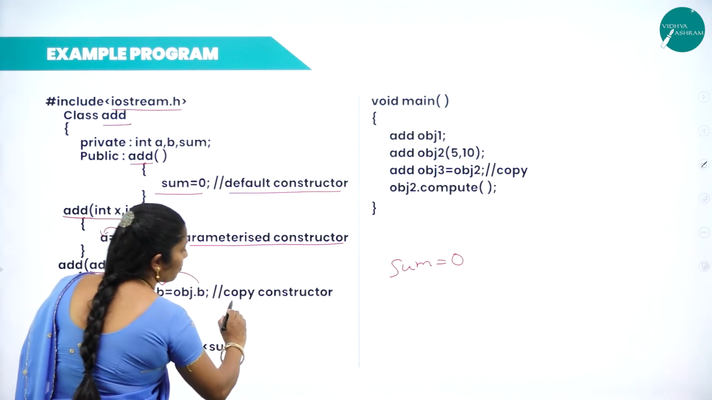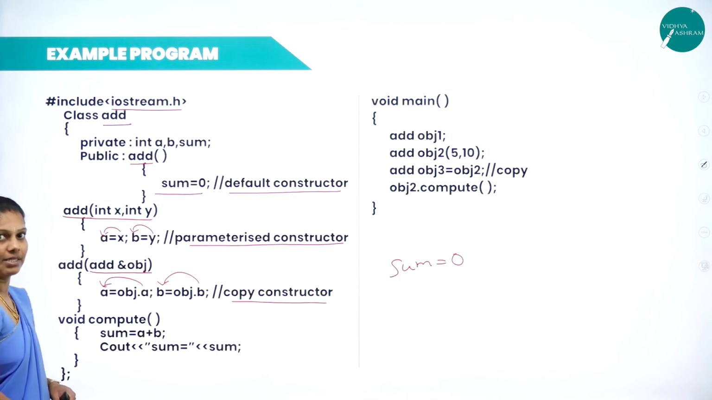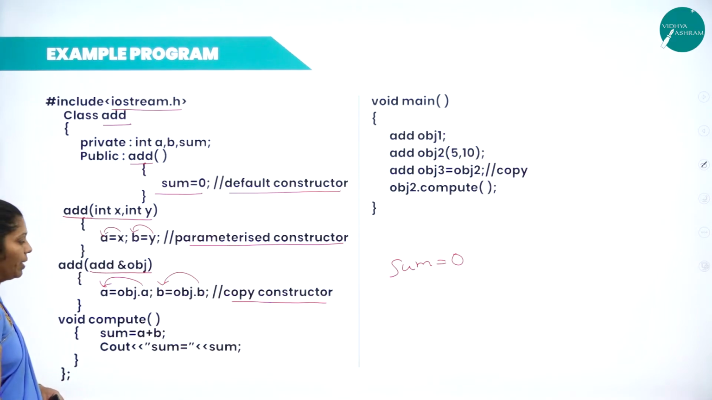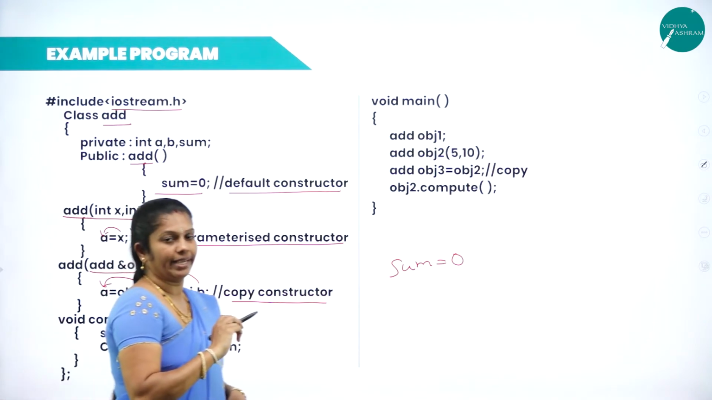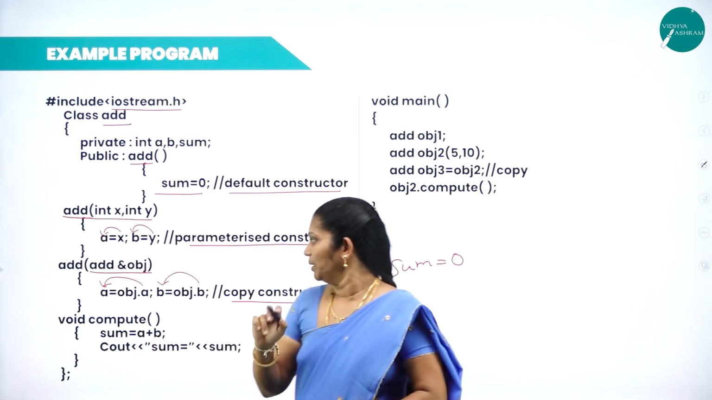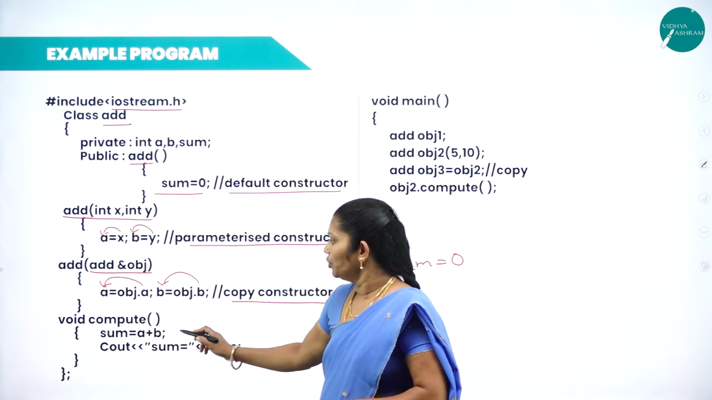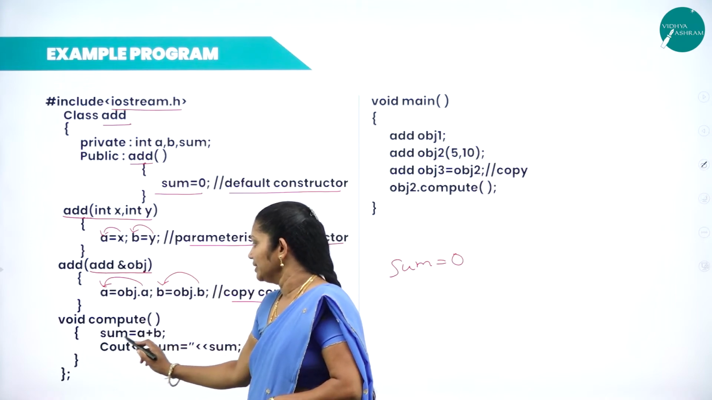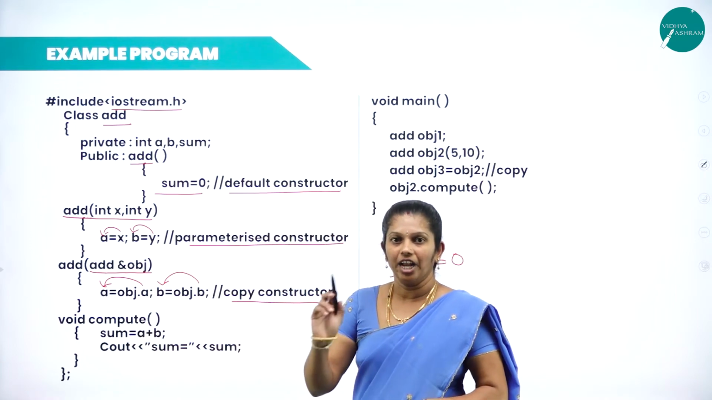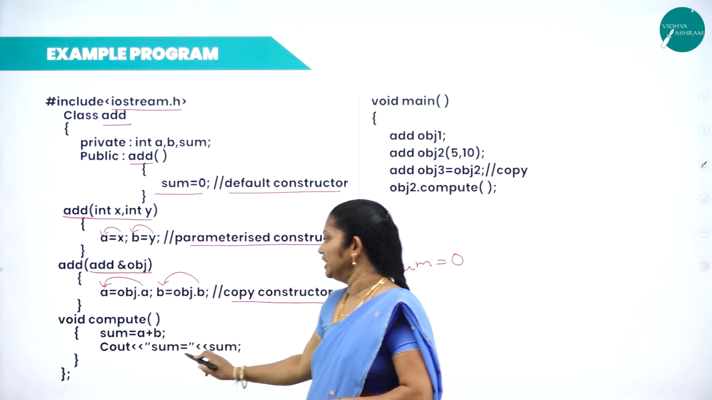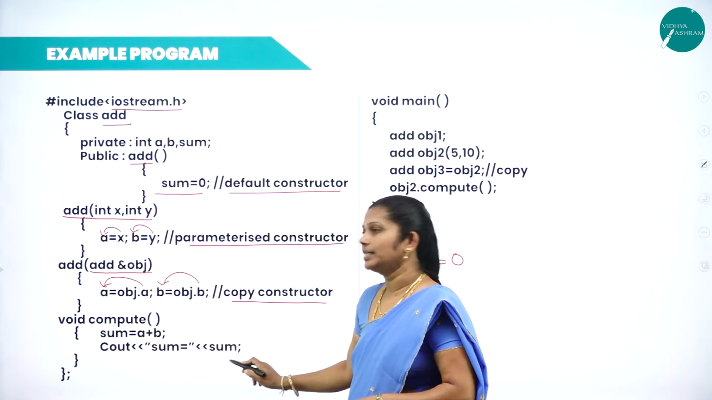This is nothing but the copy constructor. It means that in the same program we have default, parameterized as well as copy constructor. And one more is a regular member function for calculation purposes, the void compute function. In this compute function, we are writing the statement sum equals a plus b. It means that we will store the value a plus b in sum and we are displaying the value, that is sum equals sum.